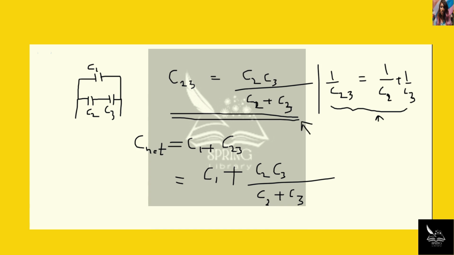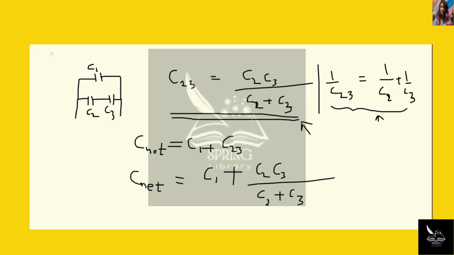Now, to find the net capacitance of this whole system, you can simply add C1 to the C23 because C1 and C23 are in parallel. So the answer for C net is equal to C1 plus C2 C3 divided by C2 plus C3.